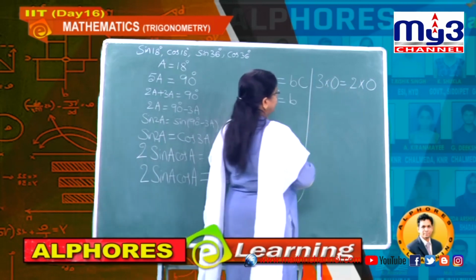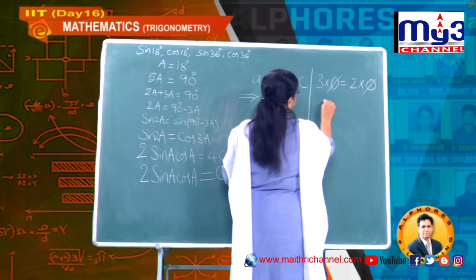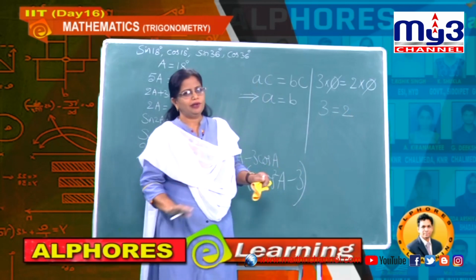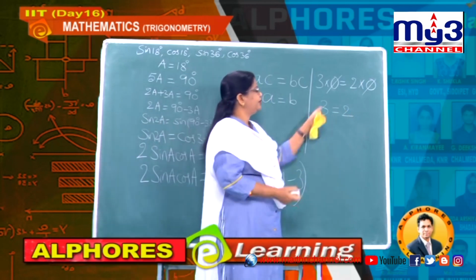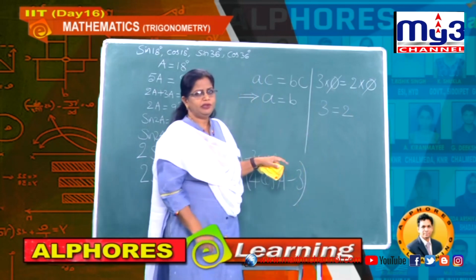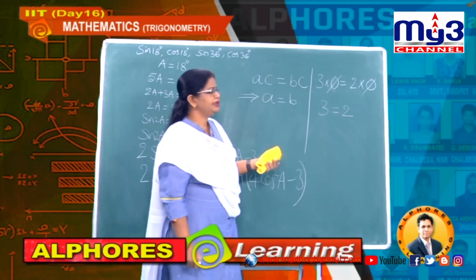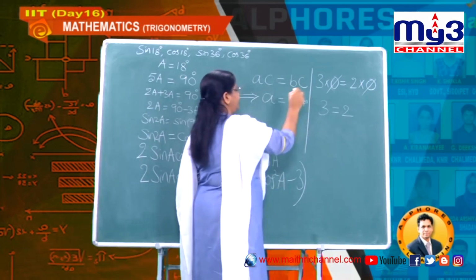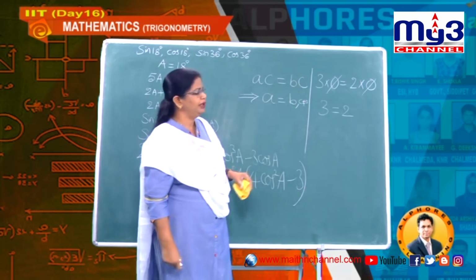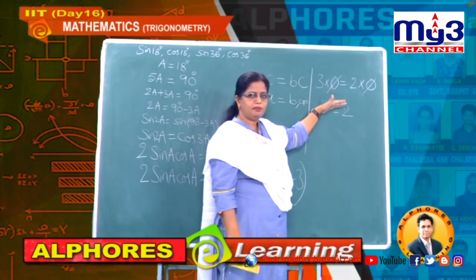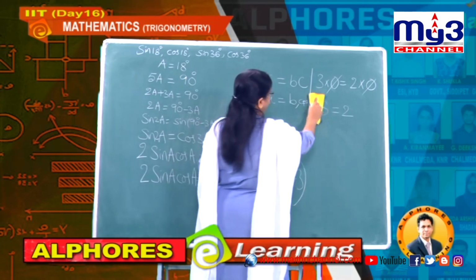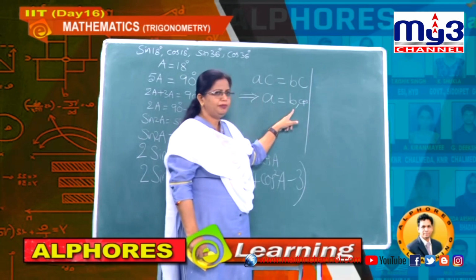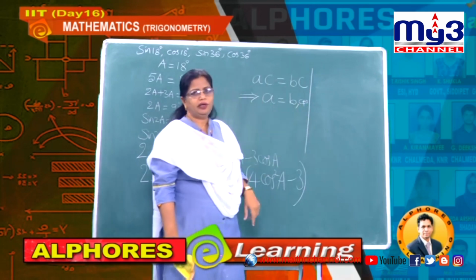Then if I cancel 0, what is happening here? 3 equals 2, is it right or wrong? 100% wrong. So whenever you want to cancel any term, you have to check whether it is 0 or non-zero. Only when C is not equal to 0 can you write A equal to B. Otherwise you will get this type of ambiguous values. Now observe, AC equals BC implies A equals B, provided C is not equal to 0.